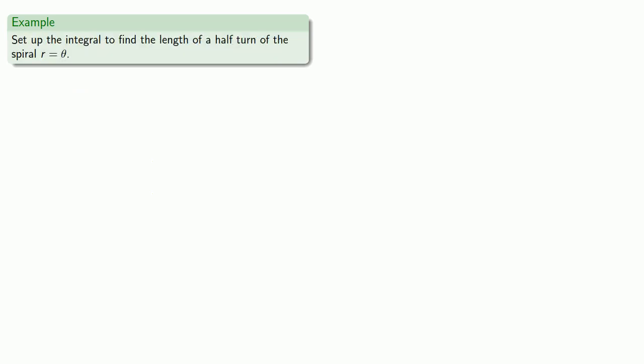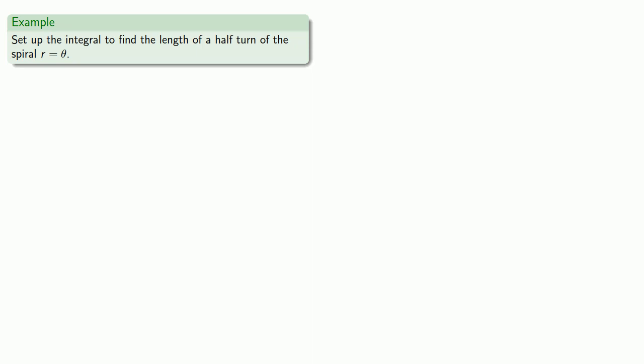As with finding the arc lengths of graphs in rectangular coordinates, most of the time we'll set up an integral that we can't actually evaluate, or an integral that will be very complicated to evaluate. Fortunately, we have ways of evaluating an integral that don't require us finding the right substitution to make. What that does mean is that it's more important to set up the integral than to evaluate the integral. So let's consider the problem of setting up the integral to find the length of a half turn of the spiral r equals theta.